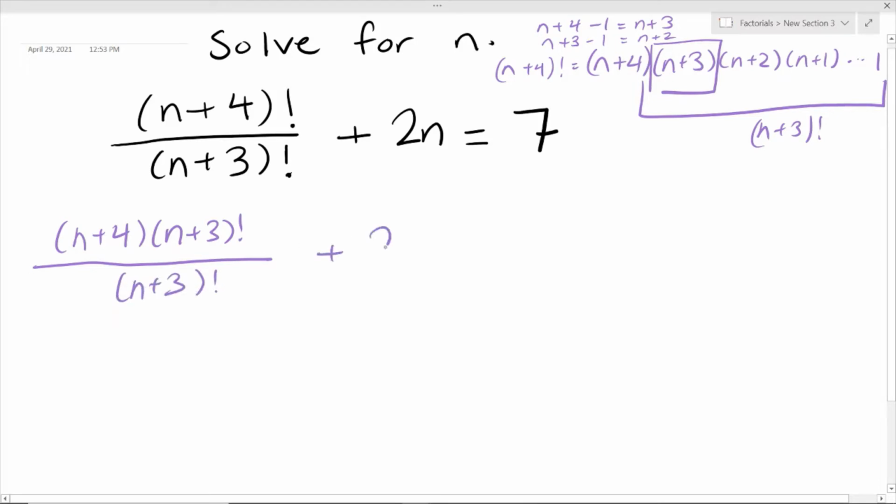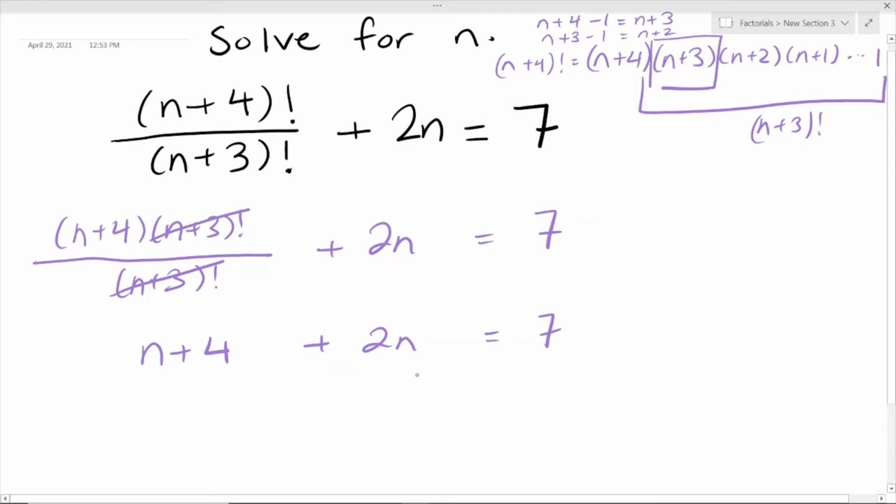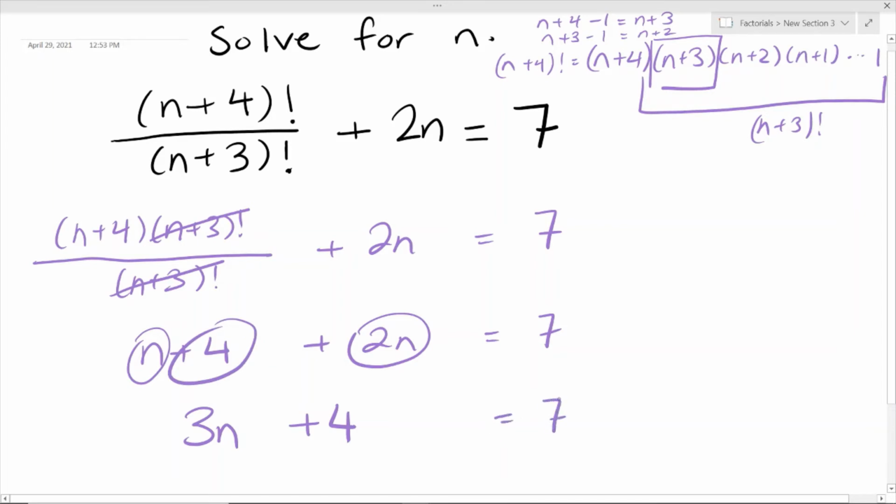And then here it's n plus 3 factorial plus 2n, I'm just copying this, is equal to 7. So here n plus 3 factorial, both of them the same, right? So we're going to cross these out, okay, divide both in the top and bottom by n plus 3 factorial, and this is going to leave us with n plus 4 plus 2n equals 7. And then from here we can just see like terms, right? This is a like term and this is a like term. We can add them up. So it's n plus 2n is going to give us 3n, then plus 4. So we got this equals 7, and we're just going to solve for n.